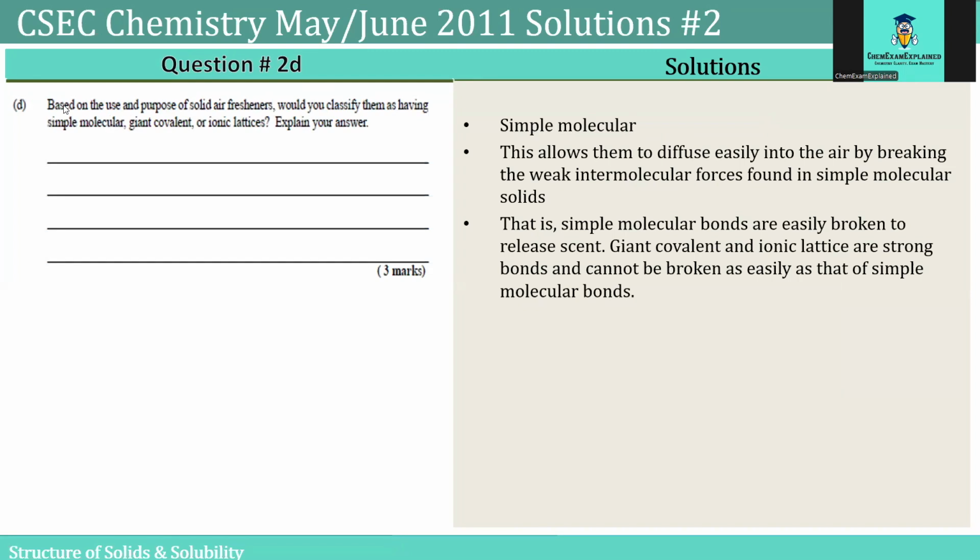2D. Based on the use and purpose of solid air fresheners, would you classify them as having simple molecular, giant covalent, or ionic lattices? Explain your answer. So we would classify them as simple molecular. This allows them to diffuse easily into the air by breaking the weak intermolecular forces found in simple molecular solids. That is, simple molecular bonds are easily broken to release scent. Giant covalent and ionic lattices are strong bonds and cannot be broken as easily as that of simple molecular bonds.